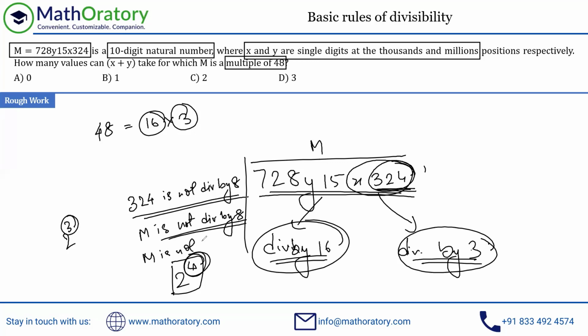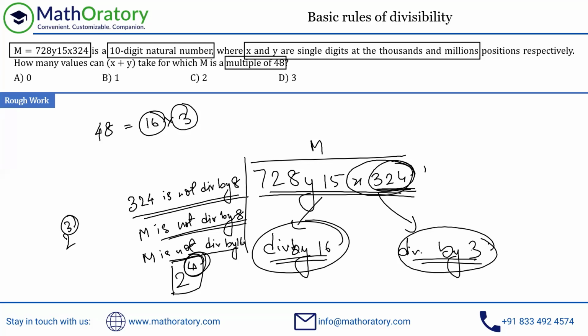There's an easier way to think about this as well, and that is 16 itself is a multiple of 8. So if a number is not a multiple of 8, it can never be a multiple of 16. That is not possible. The other way around is possible. A number may not be a multiple of 16, but may be a multiple of 8. That is possible. But if it is not a multiple of 8, it cannot be a multiple of 16. Vice versa, if it is a multiple of 16, it has to be a multiple of 8.